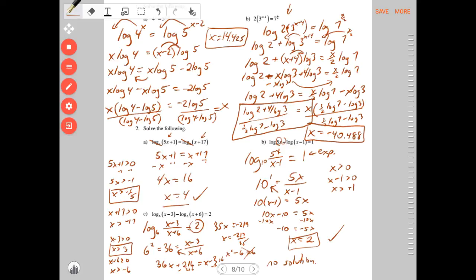Interesting. Okay, variations on these questions. If this was a plus sign, then we would get x minus 3 times x plus 6. Okay, and then that would be a quadratic, and then you would have to solve that quadratic equation. It's not a big deal, it's just one of the variations that you will see.